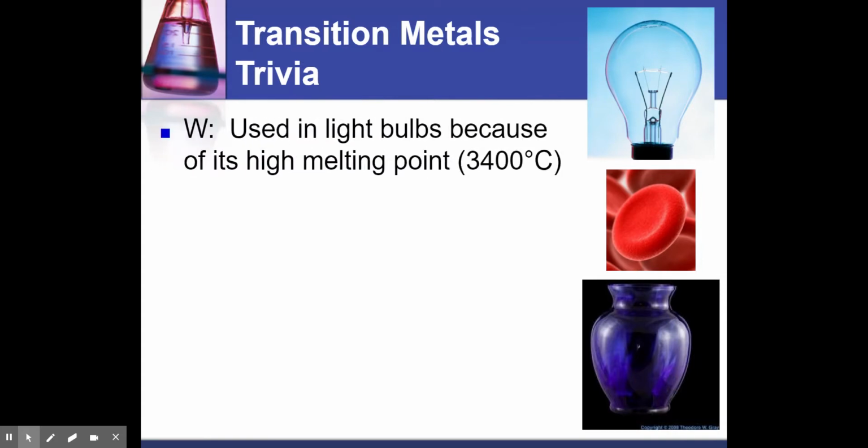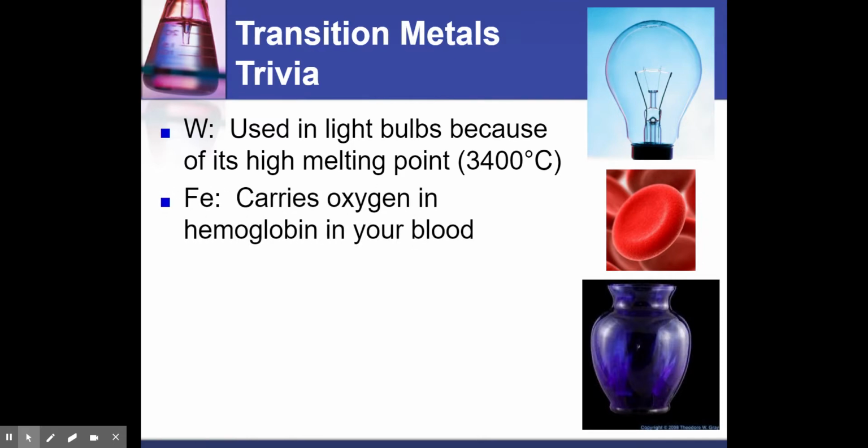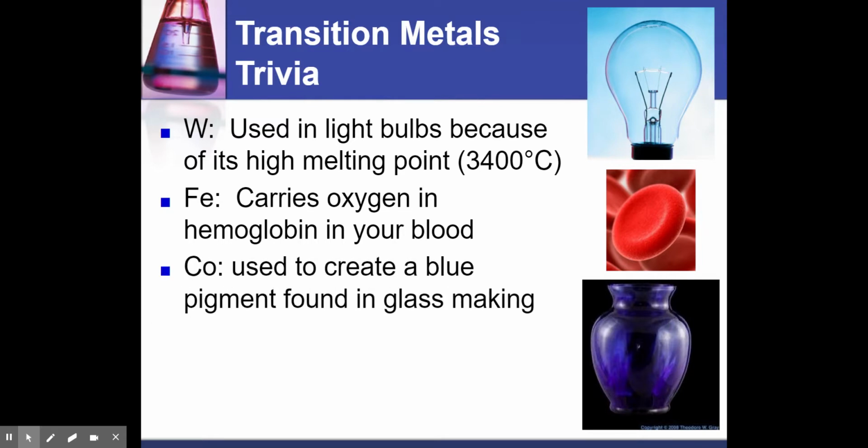Little trivia here also, tungsten is used in light bulbs because of its really high melting point. So we can get it super hot and it will glow white hot, but it will not melt. Iron is what carries the oxygen in the hemoglobin in your red blood cells. And cobalt can be used as a blue pigment found in glass making. And so we can make some really beautiful, dark blue glass with cobalt being put into it.